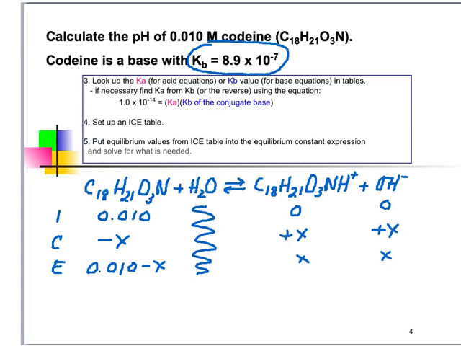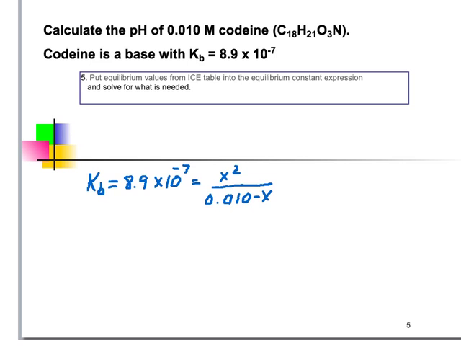Our next step will be to put our equilibrium values from the ICE table into the equilibrium constant expression and solve for what is needed. So we're going to set up Kb equals x squared, x times x, over 0.010 minus x. So here's our equilibrium constant expression to solve.